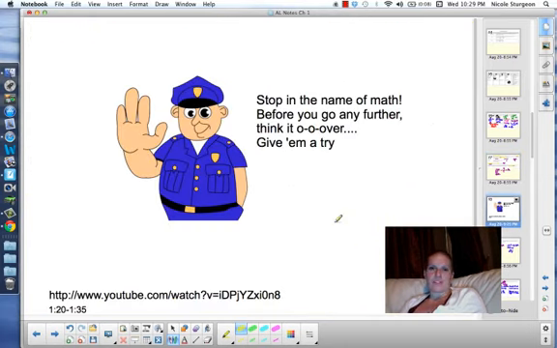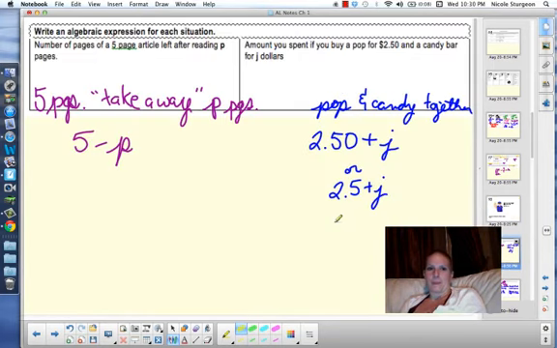Here's another place for you to stop in the name of math. Before you go any further, think it over. Give them a try. Hopefully you didn't have too many troubles with that.